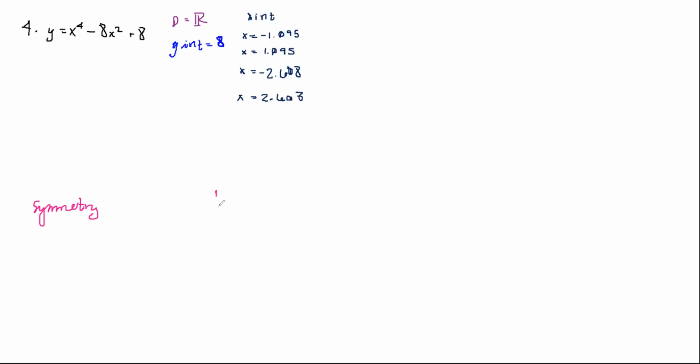There we go. So y is equal to negative x to the 4 minus 8 times negative x squared plus 8. What happens here? This is going to be an even power, so this is just going to equal x to the 4. This is going to be negative 8, and this is just going to be the same as x squared, and that doesn't change at all, plus 8. So they are equal. We established that f of negative x is equal to f of x, so we know that it is even.